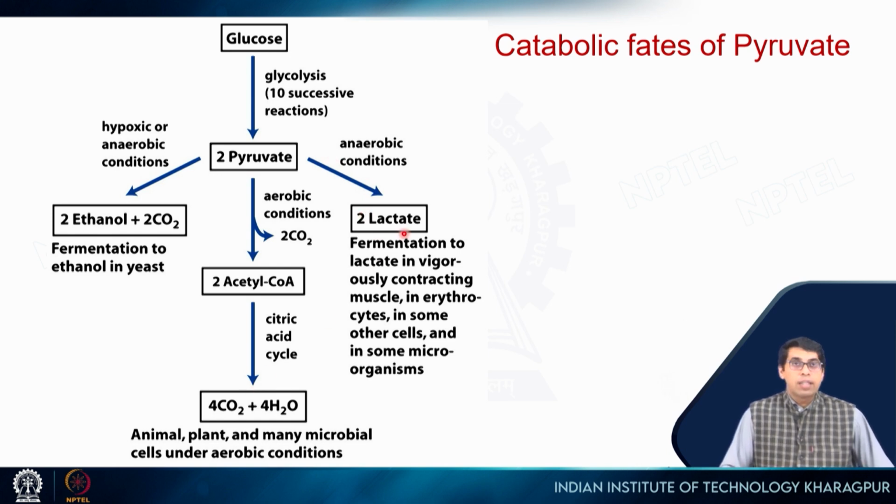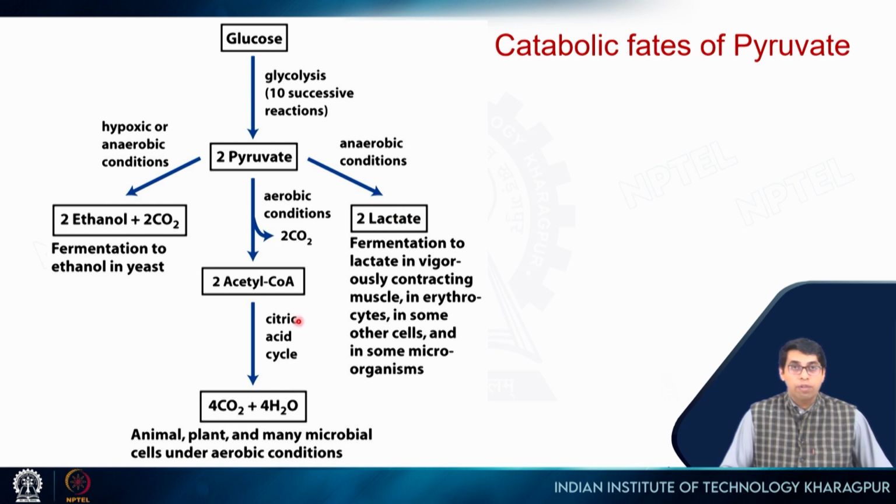So again, let us look at this chart. What we have seen so far is that from glucose we have formed 2 pyruvate molecules via these 10 reaction steps. Glucose is a 6 carbon molecule and we have produced pyruvate, which is a 3 carbon molecule. So we have produced 2 pyruvate molecules. In the next lecture we will discuss this, but today I am going to show you this anaerobic condition.